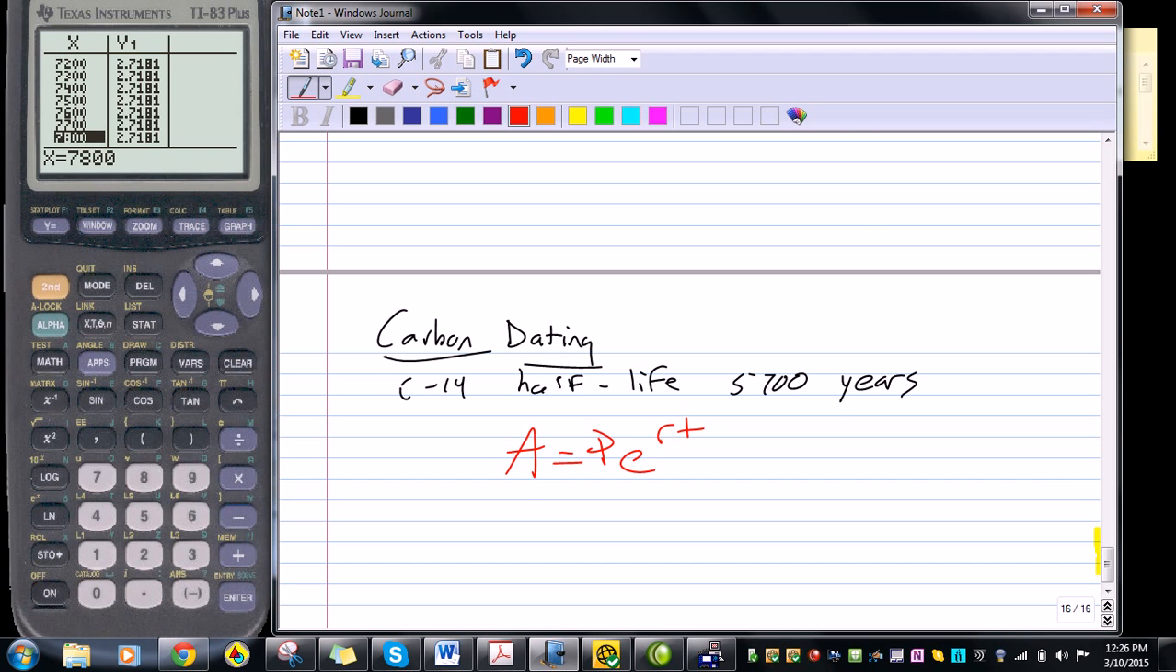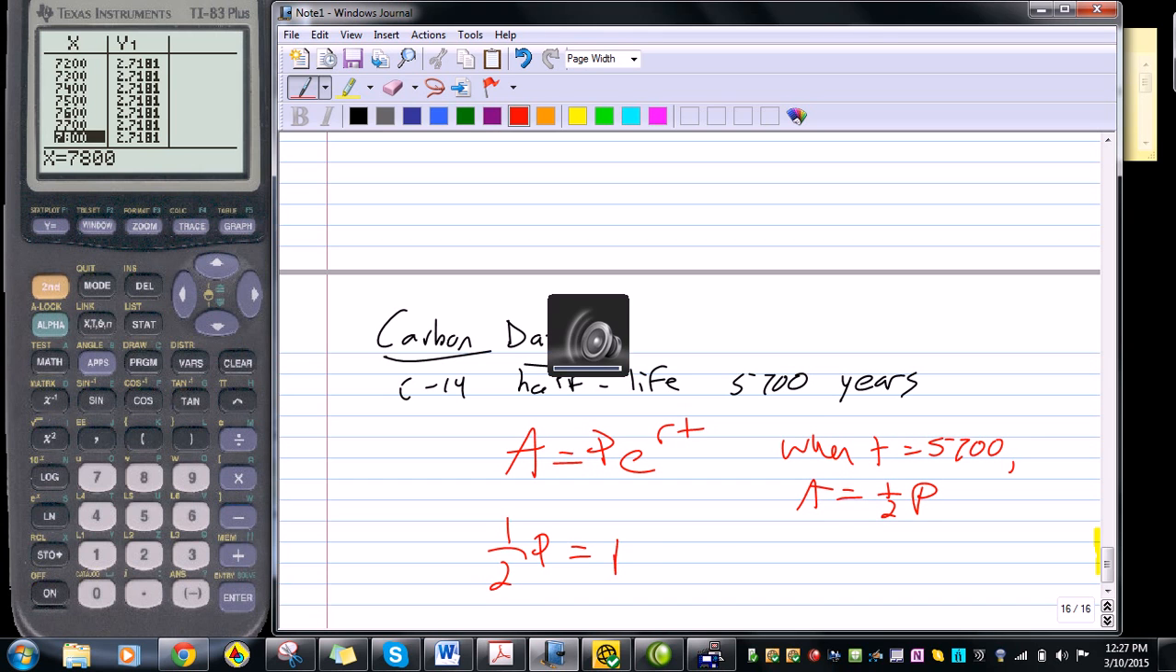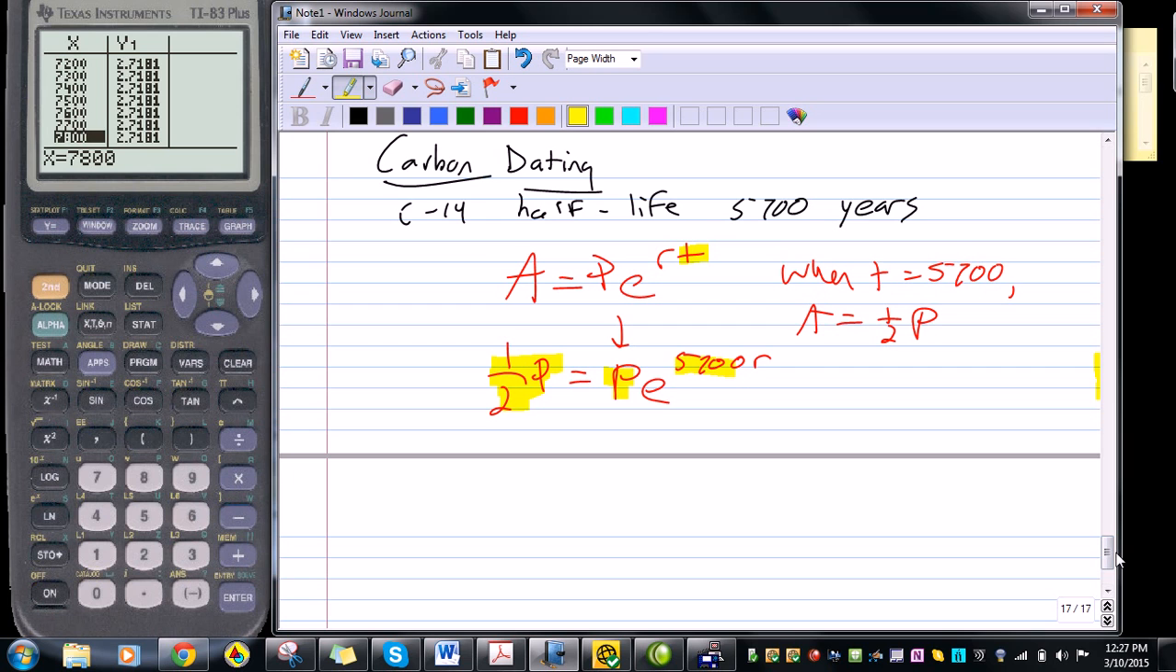So I'm going to use this fact that when t is 5,700 years, what's left will be half of what we start with, right? And so essentially I'm going to use that knowledge, half of what I start with. So if I start with P of carbon, and I end up with half of P, that's what half-life is, right? How much is left after, in this case, 5,700 years. So t is 5,700, and if we put in P, we end up with half of P, because that's what a half-life is. How much time does it take for half of something to decay?